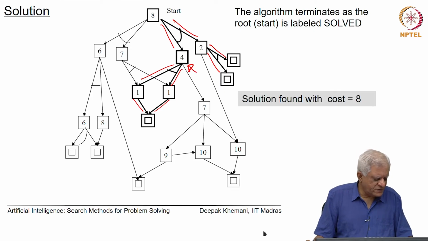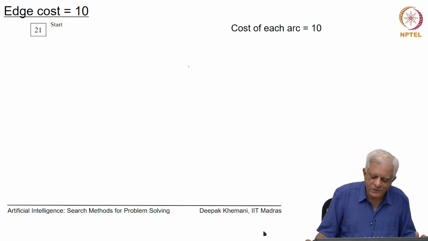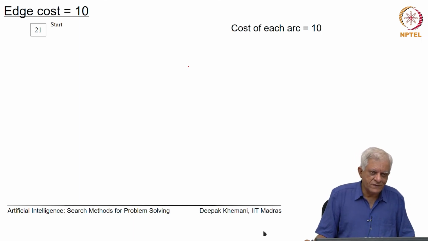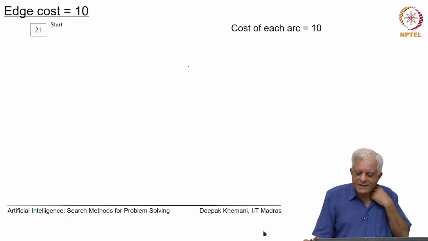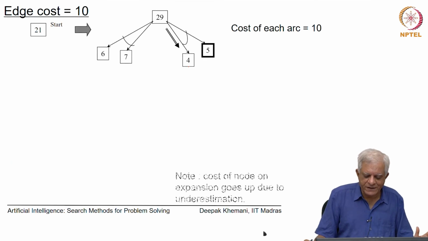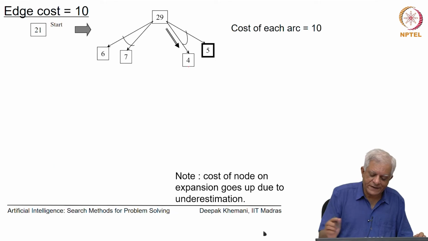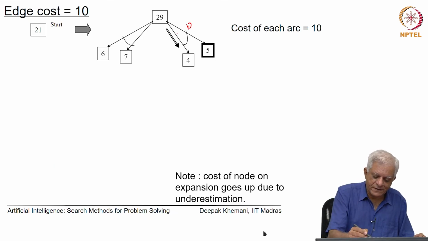Let us now take the same problem and assume that the edge cost is 10, which means that the original values are likely to be underestimates essentially. So, we start as before with the root node which has an estimated cost of 21, but now we assume that the edge costs are 10. So, of course, the first node will be defined in the same way, the same subgraph would be generated, but now the edge costs are 10.